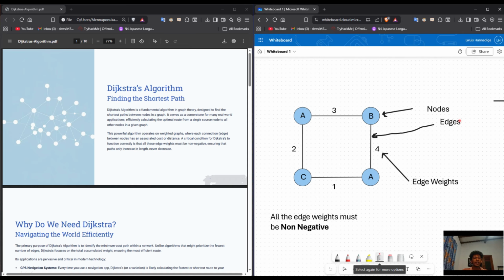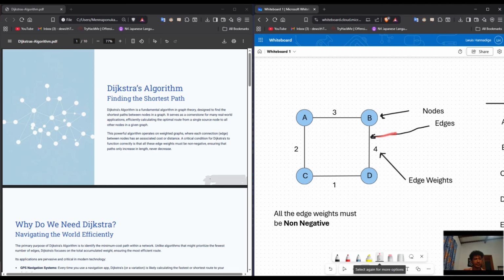To understand Dijkstra's algorithm, we need to understand the graph terminology. A graph consists of nodes. These are the nodes, like A, B, C, and this should be D. Nodes are the points or the locations in our navigation. For example, these could be intersections, cities or landmarks. And these are the edges.